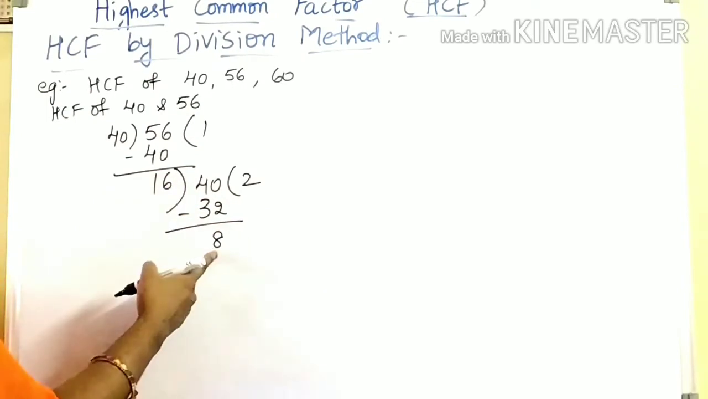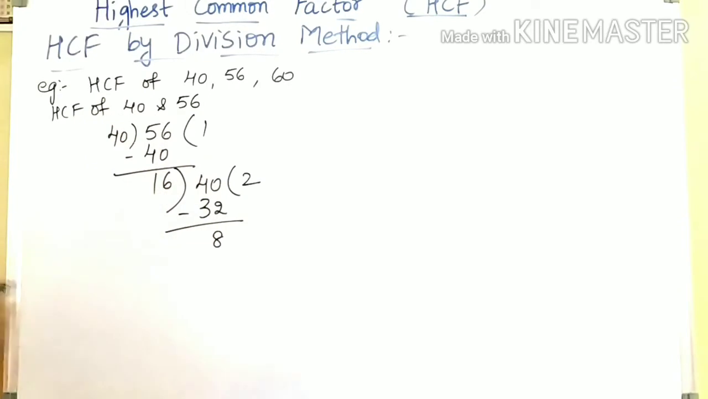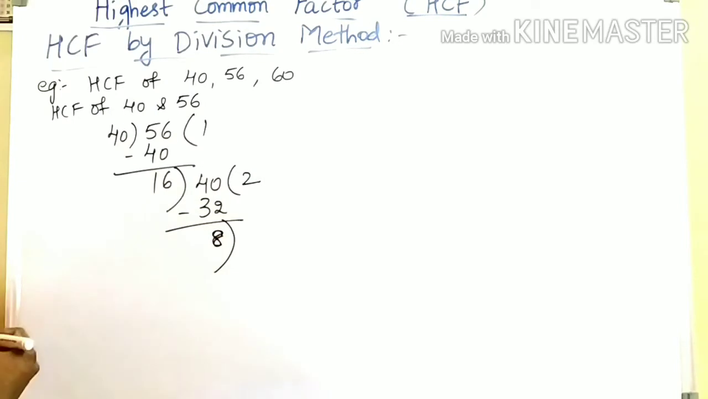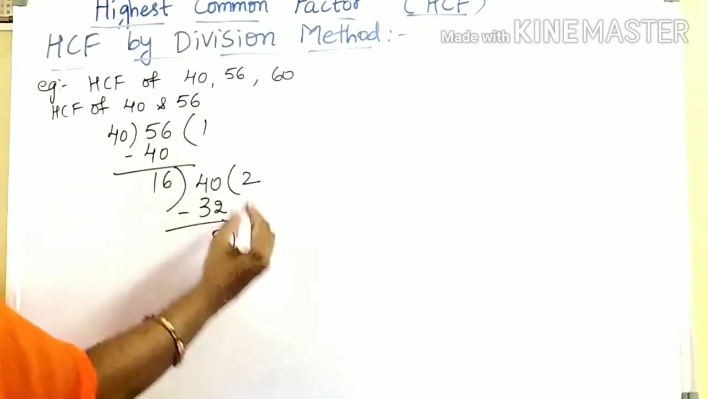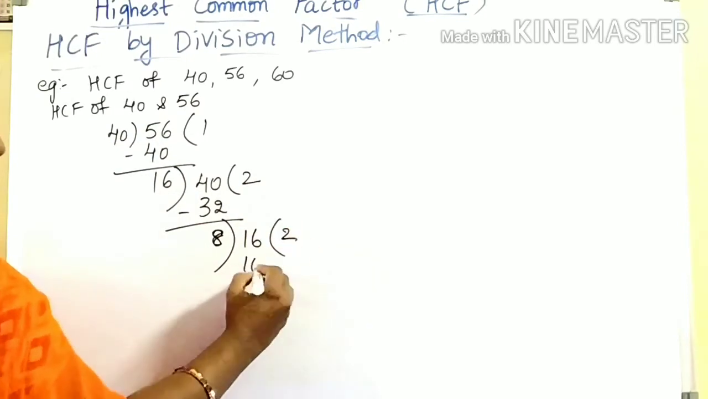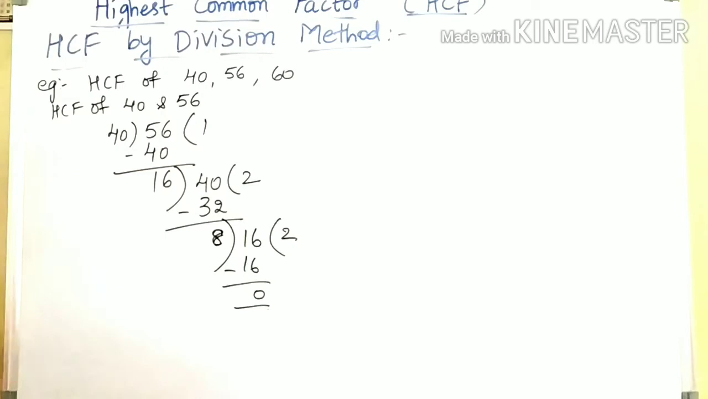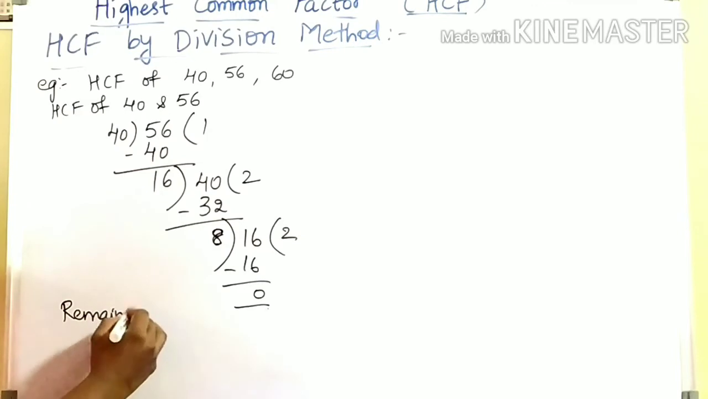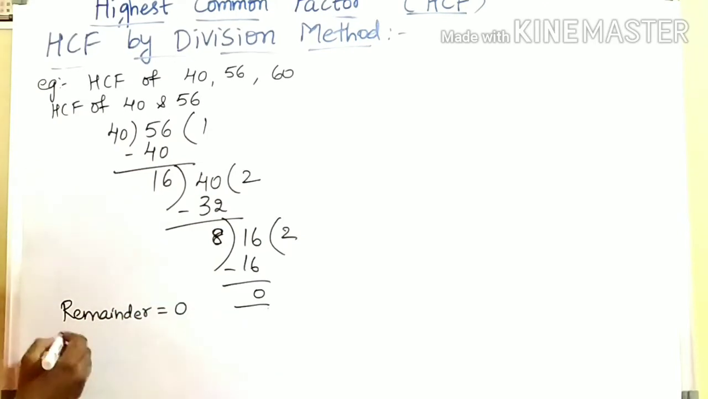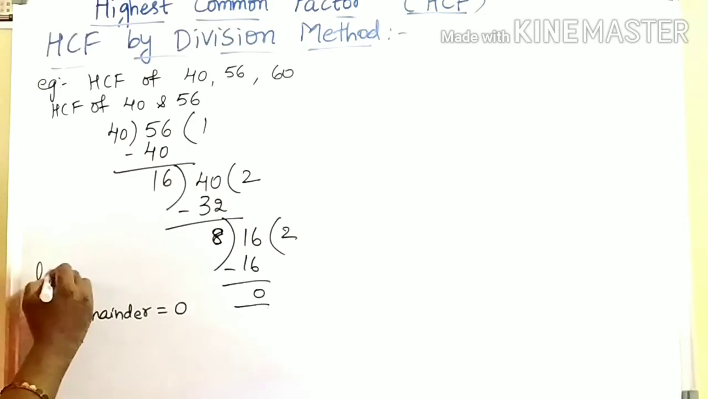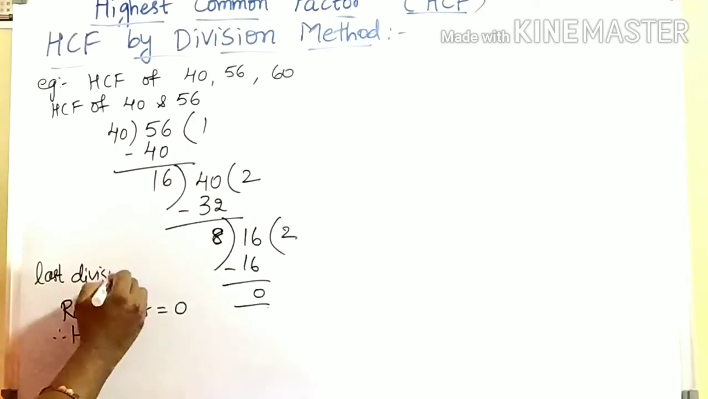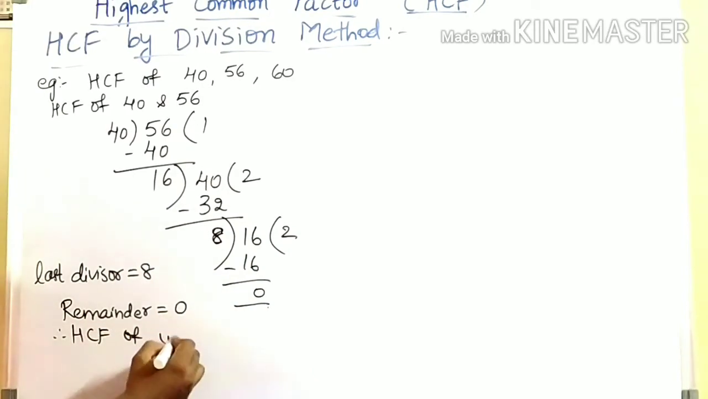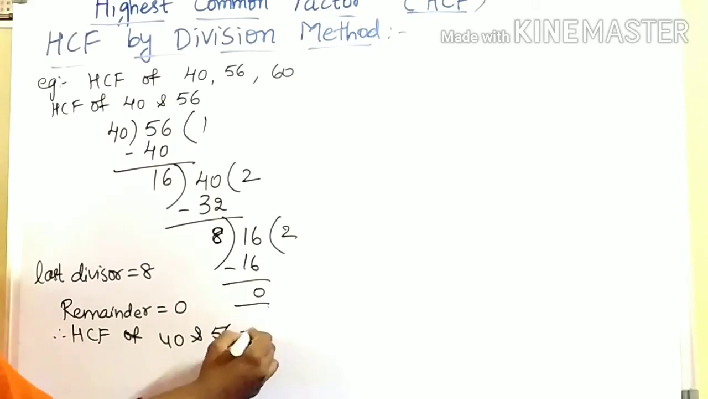Now here the remainder is not 0, right? You have to divide until you get the remainder as 0. Now 8 is the remainder, this will become the divisor and the previous divisor will become the dividend. Now 8 twos are 16. Now you got the remainder as 0. So what is the last divisor here? 8, right? The remainder you got as 0. Therefore, the last divisor is nothing but 8. Therefore, HCF of 40 and 56 is nothing but 8.